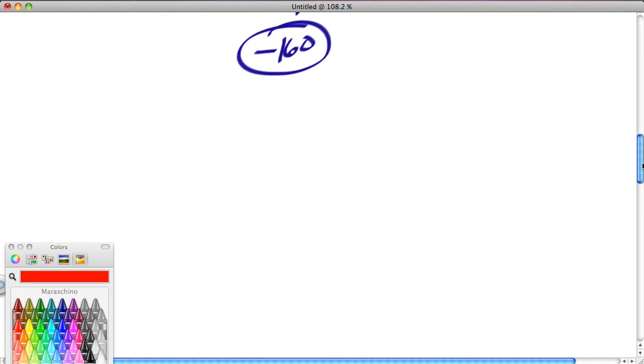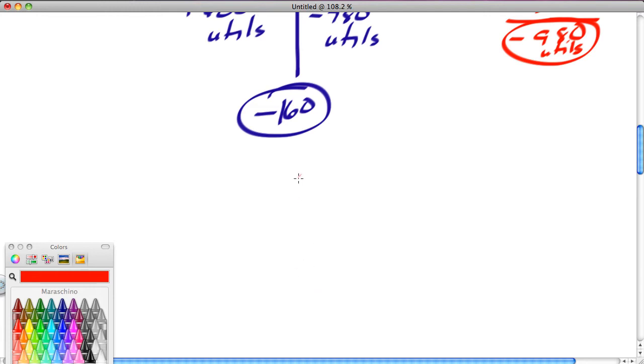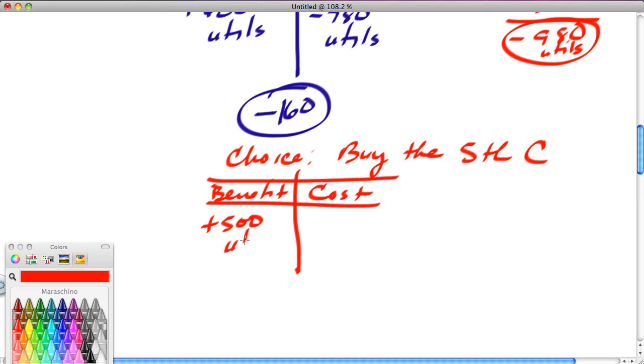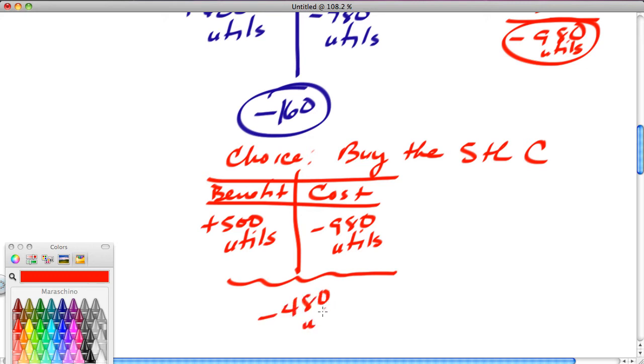Let's just go ahead and write that out. Benefit, cost, the choice is buy the 5th coffee. What's the benefit? The benefit is 500 utils. The 5th coffee provides the buyer with 500 utils. But what's the cost? The cost is 980 utils because we lose the first and second rolls. Clearly this is a poor choice because there's a net loss of what? There's a net loss of 480 utils as a result of that choice.